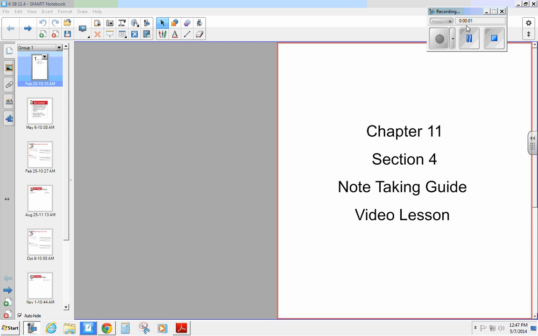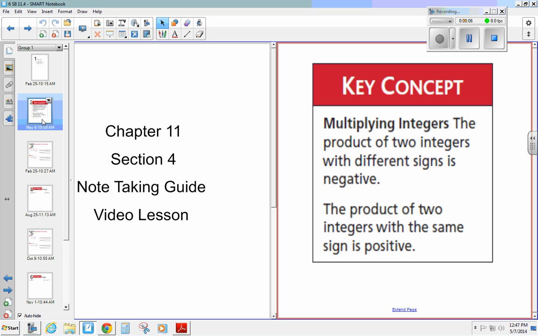Welcome to Chapter 11, Section 4, entitled Multiplying Integers. Key concept today is multiplying integers. The product of two integers with different signs is negative.